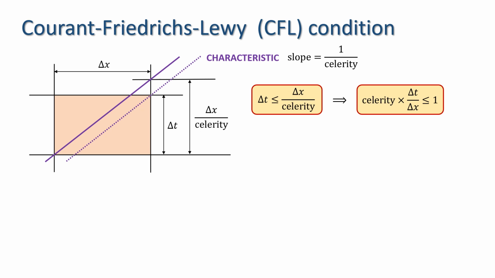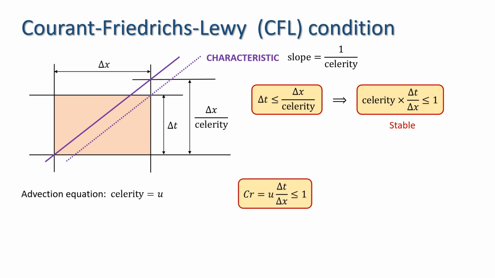In the case where delta t is less than or equal to delta x over the celerity, the characteristic is within the computational cell, and there's no amplification. This results in a bounded solution which is stable. This is known as the CFL condition. In the case of the advection or transport equation, the celerity is simply the velocity of the flow, u, and we have the condition for stability that the Courant number is less than or equal to 1.